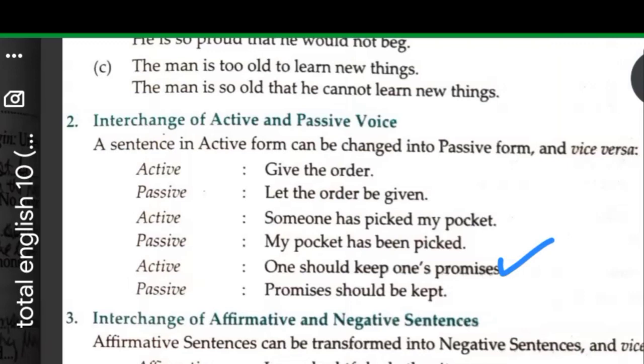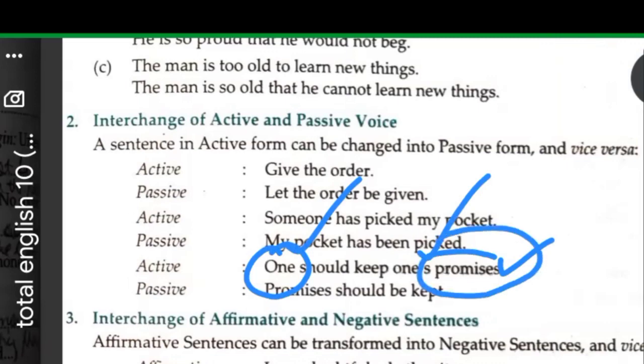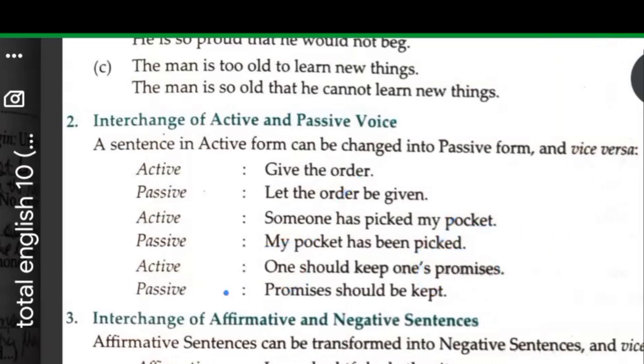Now you see, one should keep one's promises. One should keep one's promises. So here, one is for everybody. Every single person should do the same thing. So that is why the main thing we are talking about here is promises. Okay, that is why promises are used as a subject.